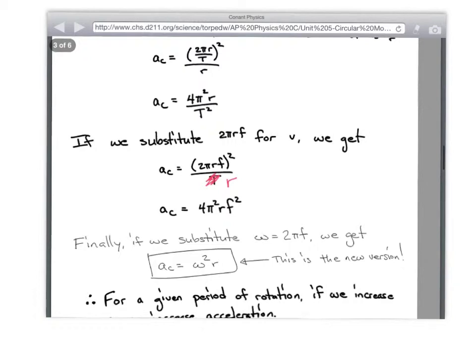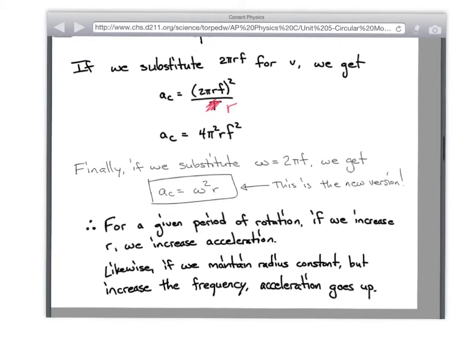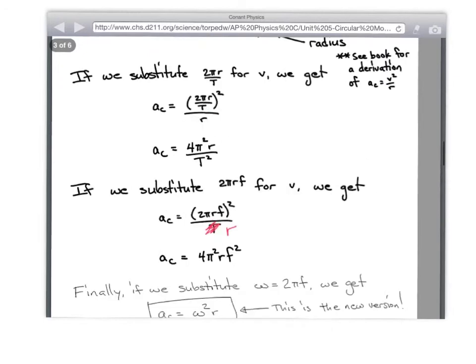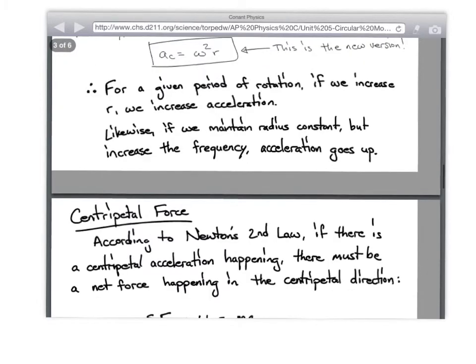All right, so for a given period of rotation, oh wow, now I want to save that for homework. Okay, let's move on.